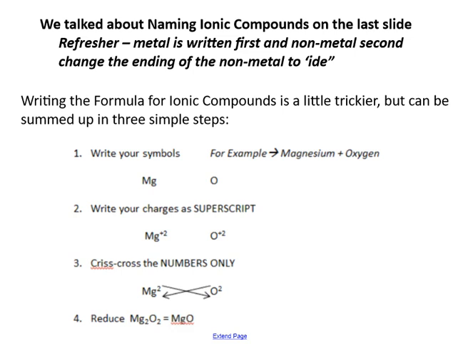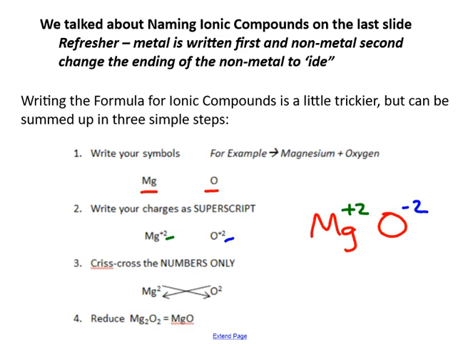Symbols, charges, crisscross, reduce. So for example, if I want to do magnesium and oxygen, the symbol for magnesium is Mg, and the symbol for oxygen is O. So I've done the symbols, Mg and O. Then I do the charges. The charge on a magnesium is +2, and remember the spot for charge is the upper corner. The charge for the oxygen is -2. Again, charges go in the upper corner.